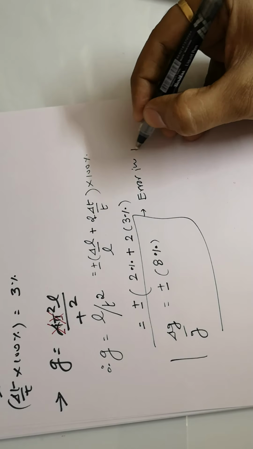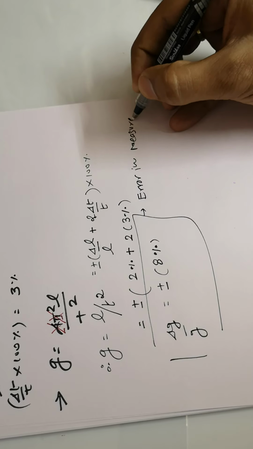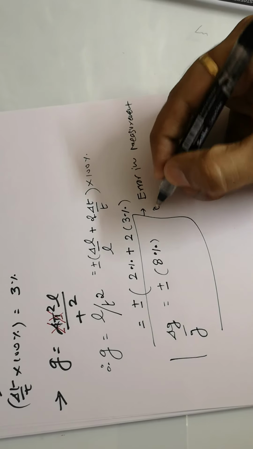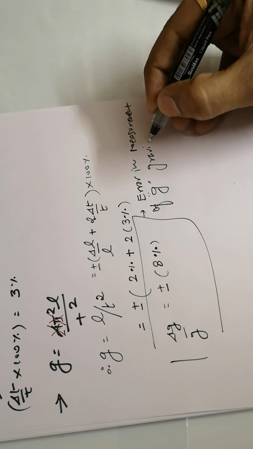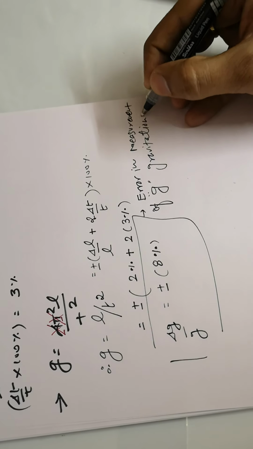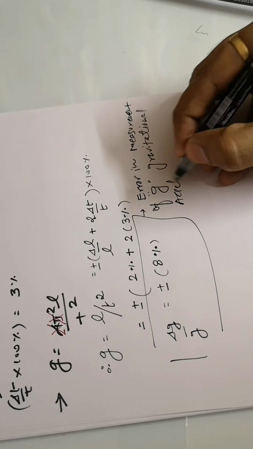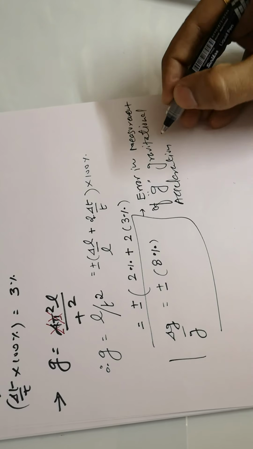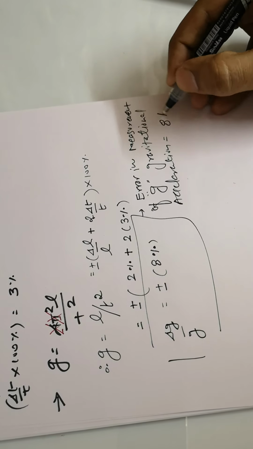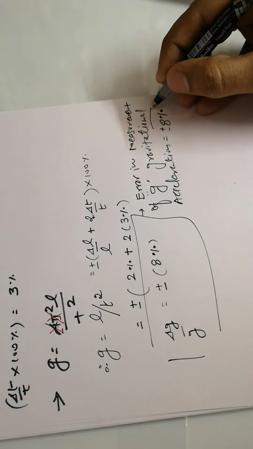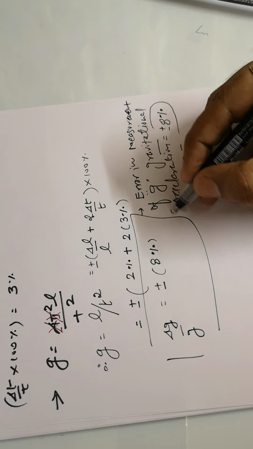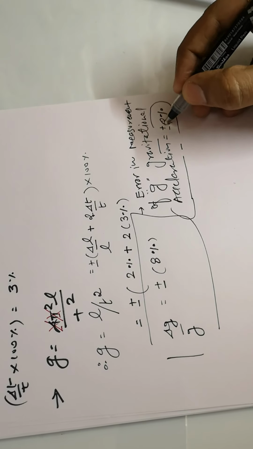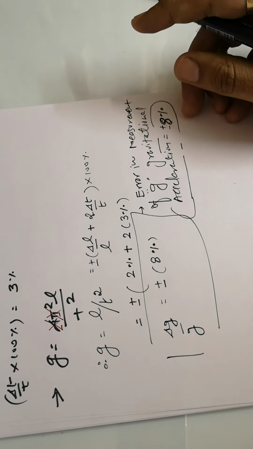error in measurement of g, which is gravitational acceleration, equals plus or minus 8%. It means that error can be positive or negative, and that may be in terms of a percentage, or fractional, or real part.